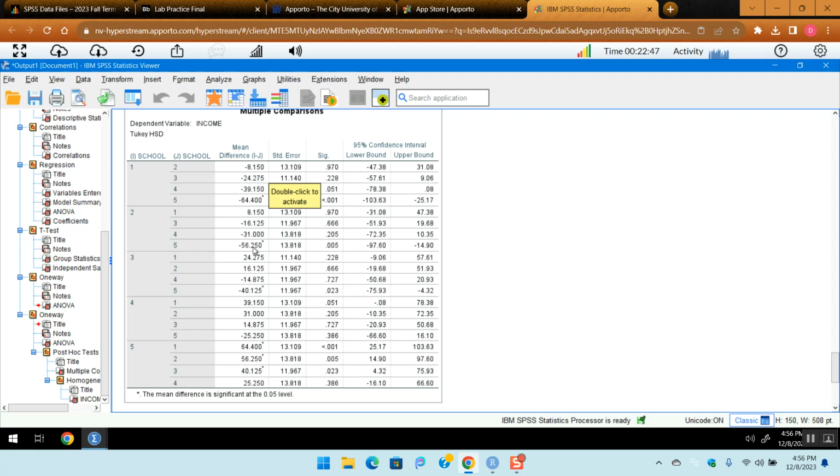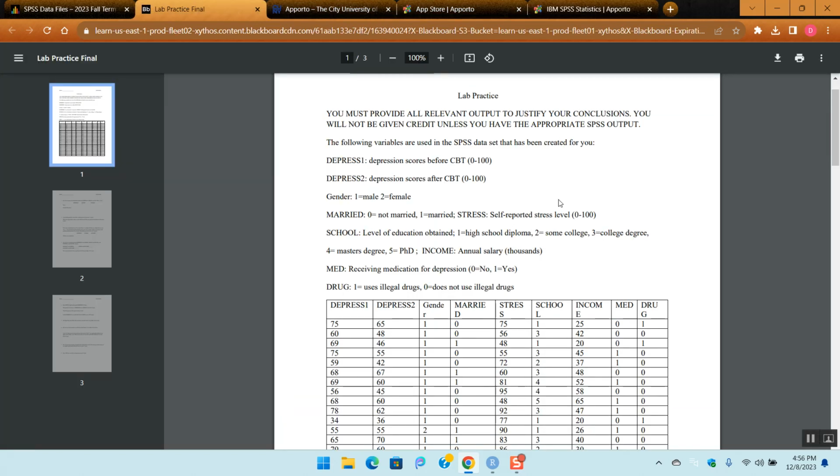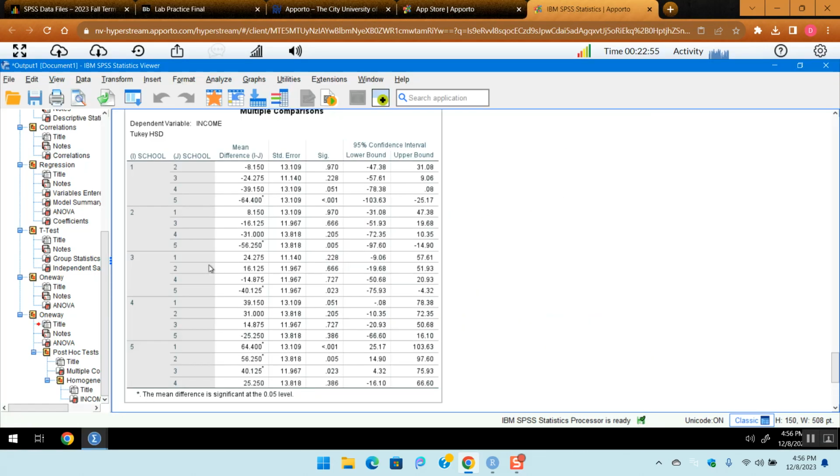For 3, there's a difference between, let's see what 3 is. 3 is college degree and PhD. So there is a difference between college degree and PhD in the money made. There is no difference between master's degree and PhD, or master's degree and anything else. And these are the 3 results we saw before.